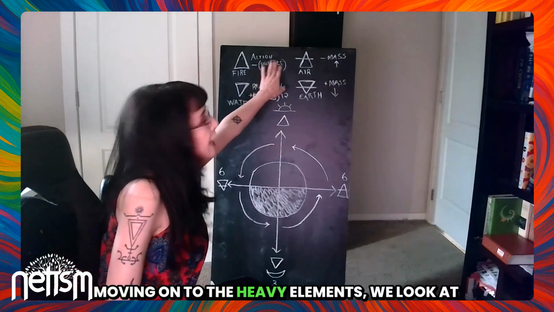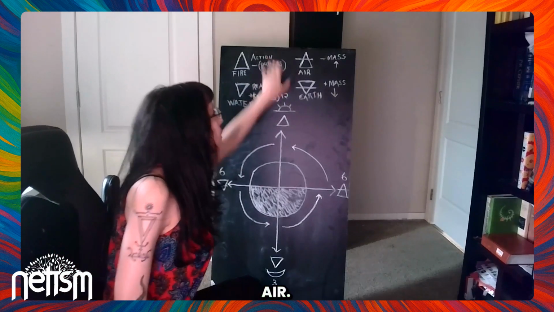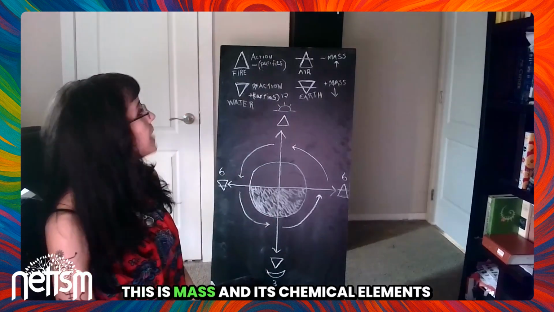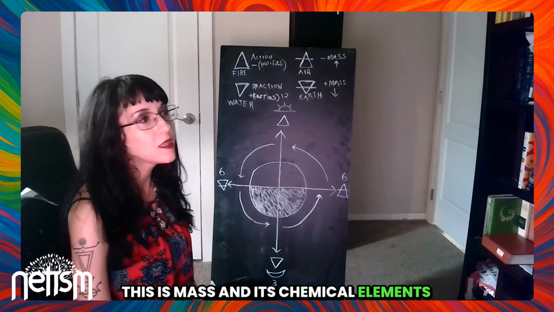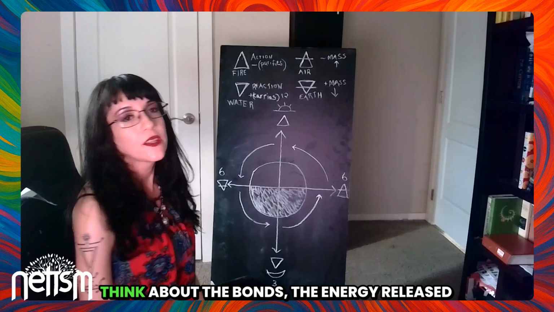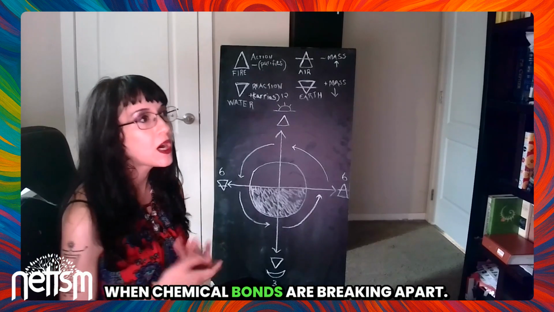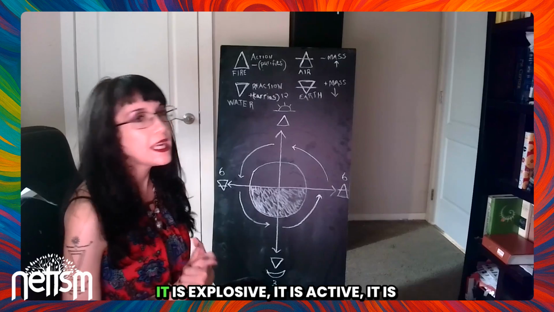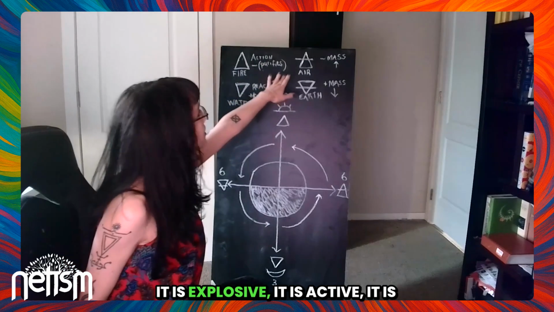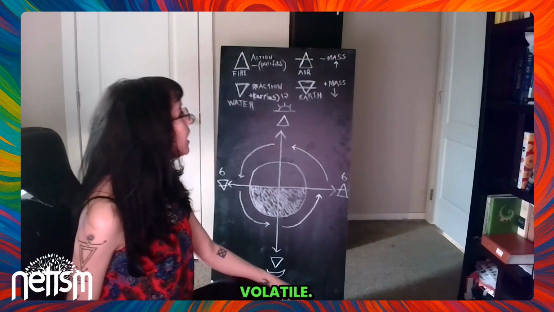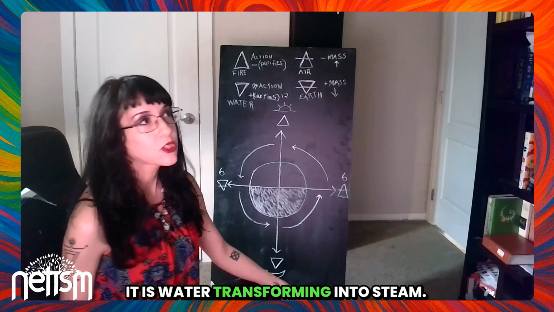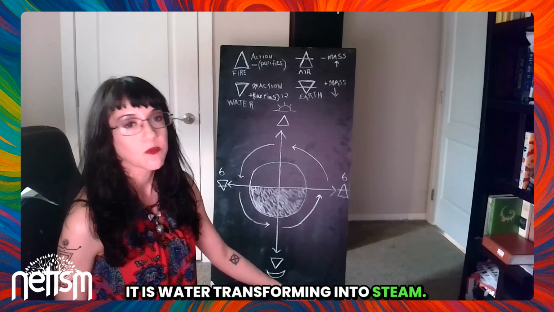Moving on to the heavy elements, we look at air. This is mass and its chemical elements breaking apart. Think about the bonds, the energy released when chemical bonds are breaking apart. It is explosive, it is active, it is volatile. It is water transforming into steam.